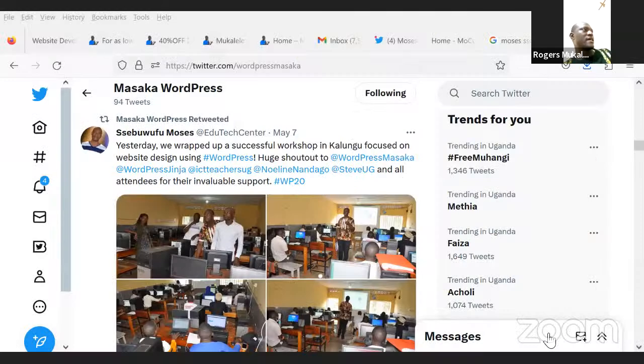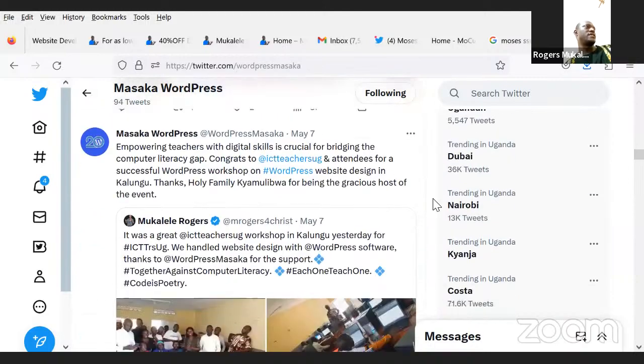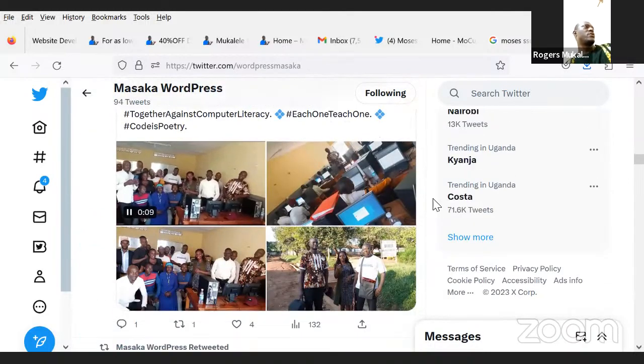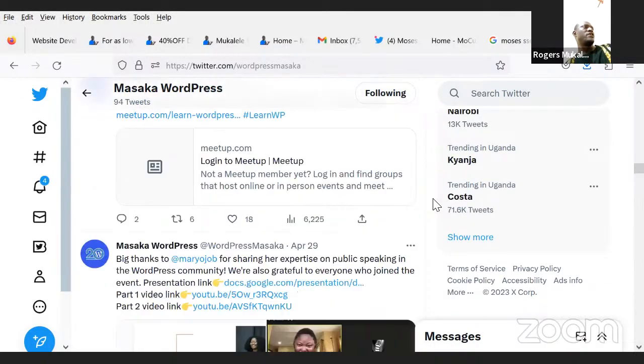Members, Mr. Moses Sebufu is currently the community lead for WordPress Massacre. And he is very active on Twitter. You can go to Twitter and follow him at Heritage Center. Recently, we were on that side of Kalungu, and he shared with us, helped us in the training, and shared his story. So members, we can do this.